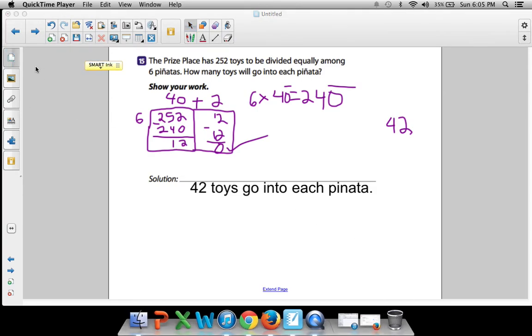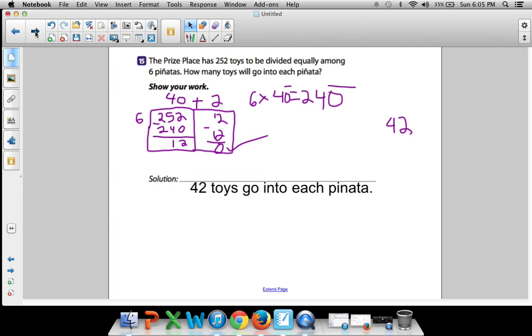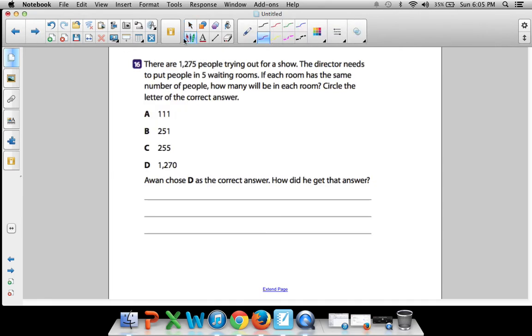This is not so bad. If you're good with your times tables. If you're not, oh boy, better practice.